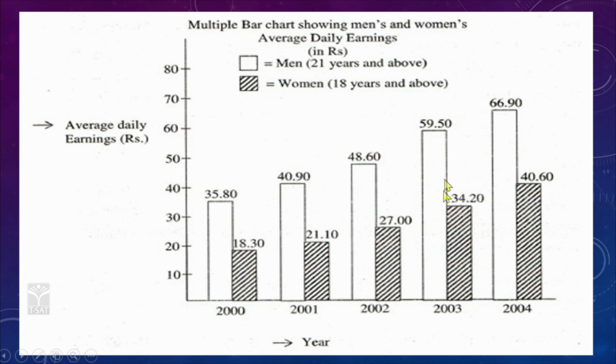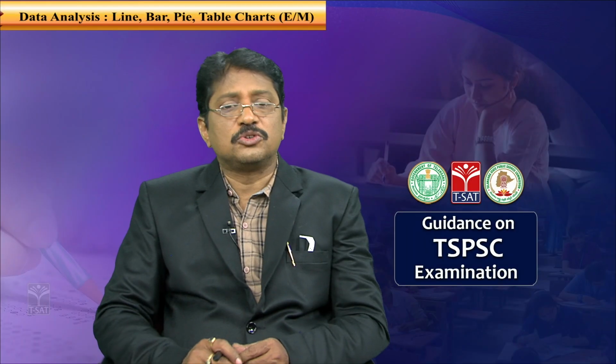So, in which year is there a smaller difference between man and woman? Here 66 rupees 90 paise, 40 means around 26 rupees here. Here how much is it? It is around 25 rupees. Here around 21 rupees and here 19 rupees. So, here 17 rupees, meaning the difference also increases as the year increases. Like so many questions will come in this examination, we will discuss all those things.